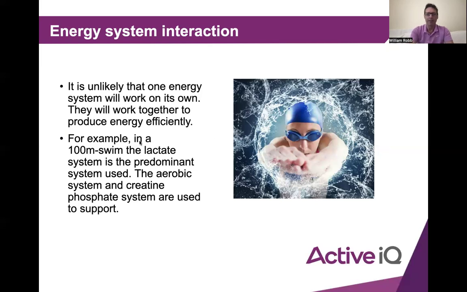So for example here, 100-meter swimmer, the lactate system will be predominantly used, then the aerobic system as the lactate system fails. Remember, type 2A muscle fiber can take on the characteristics of either type 2B muscle fiber, or they can take on the characteristics of the type 1 muscle fiber.